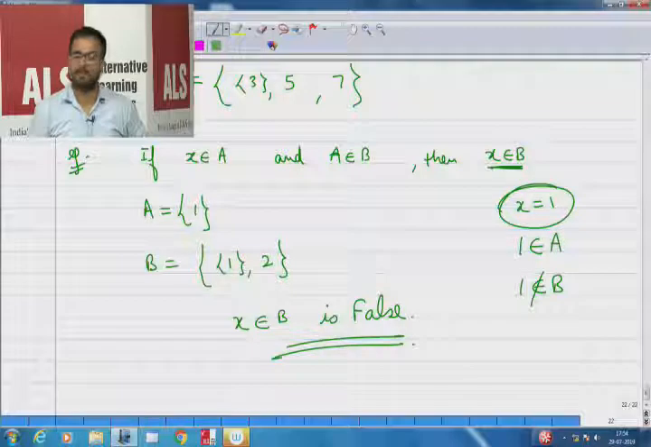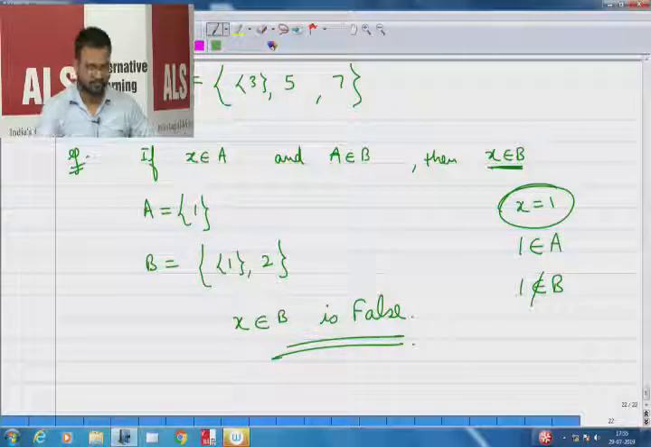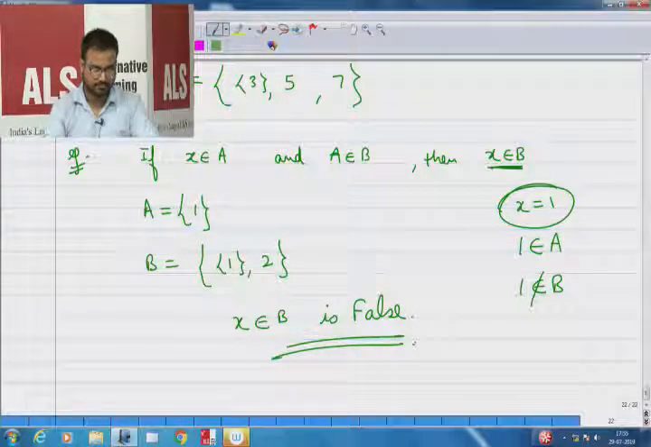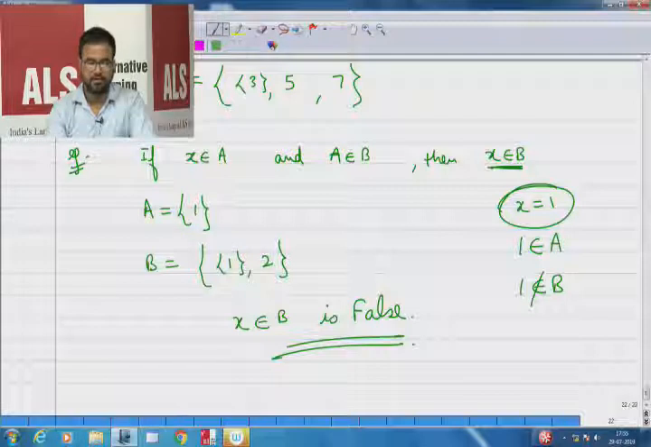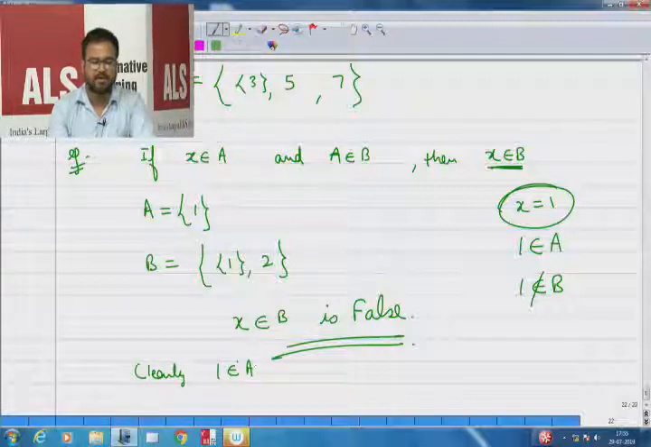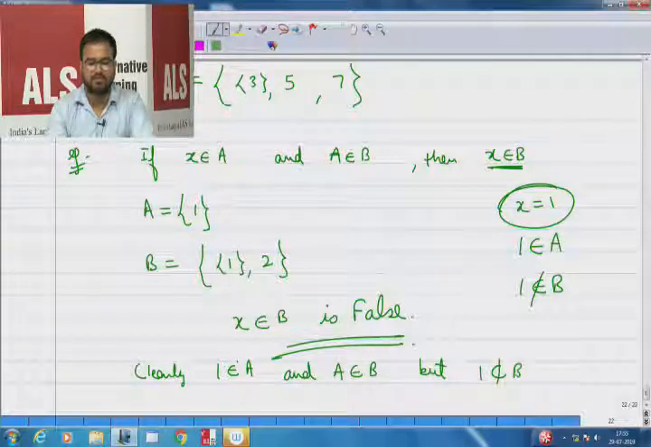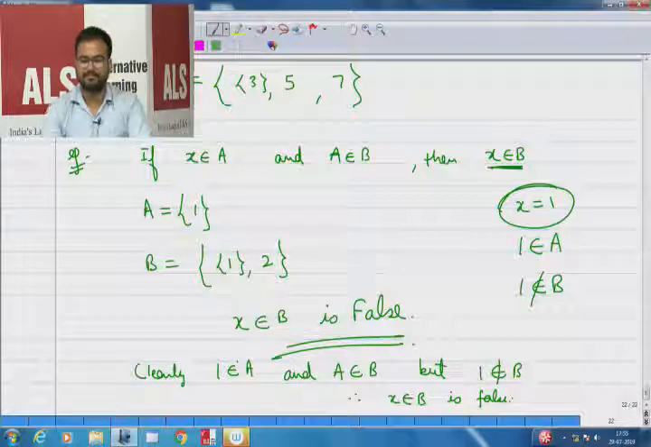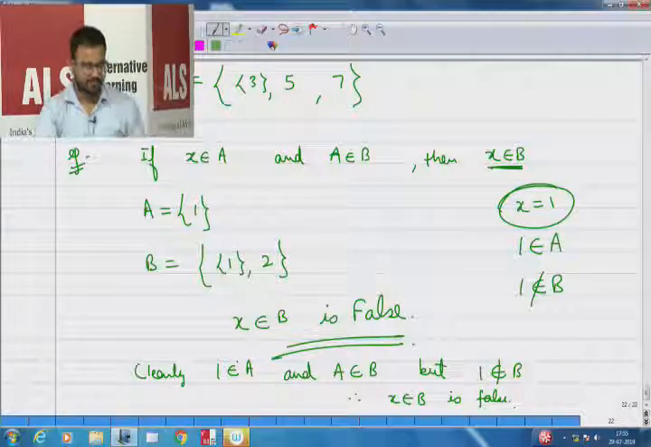ये समझ में आ रहा है? So you can write like this. Clearly we can see 1 belongs to A and A belongs to B, but 1 does not belong to B. Therefore, X belongs to B is false. Getting it?